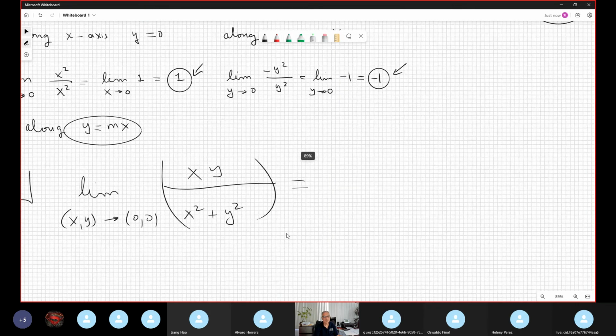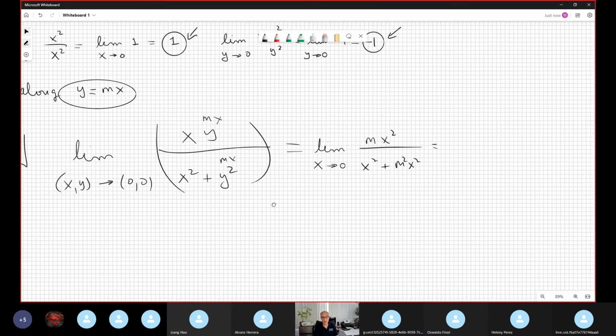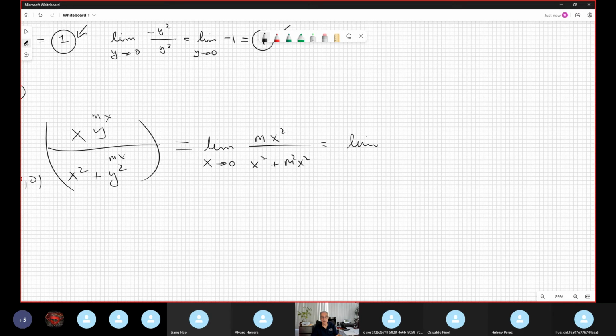Well, let's use the same technique. Let's set y equal to mx. Then the limit when x approaches 0, a single variable now. Here you replace y with mx, and here too. We have m x squared divided by x squared plus m squared x squared. It's obvious that we factor out x squared and cancel. Limit when x approaches 0 of m x squared divided by x squared times (1 plus m squared). The x squared cancels, and the answer is m over 1 plus m squared, because the expression inside the limit does not depend on x. It's only a constant.